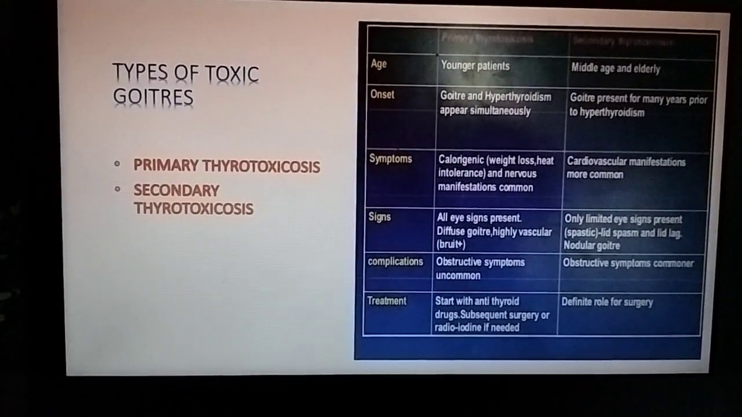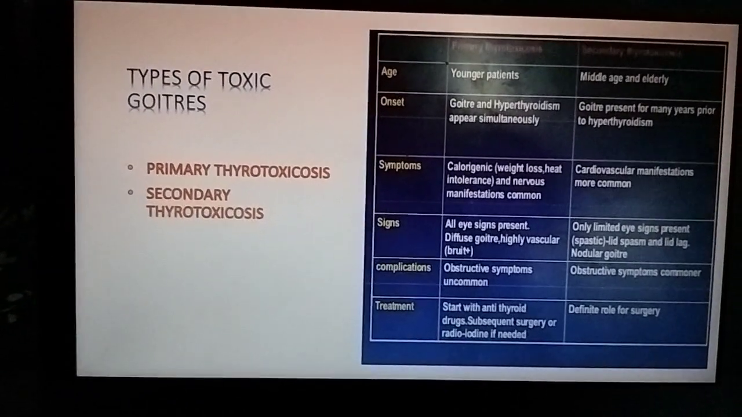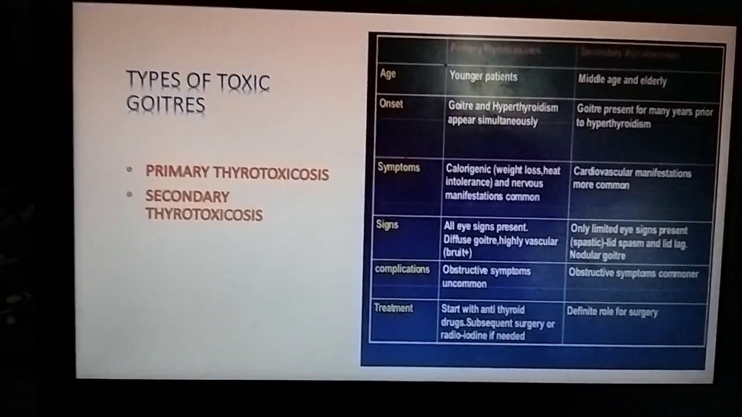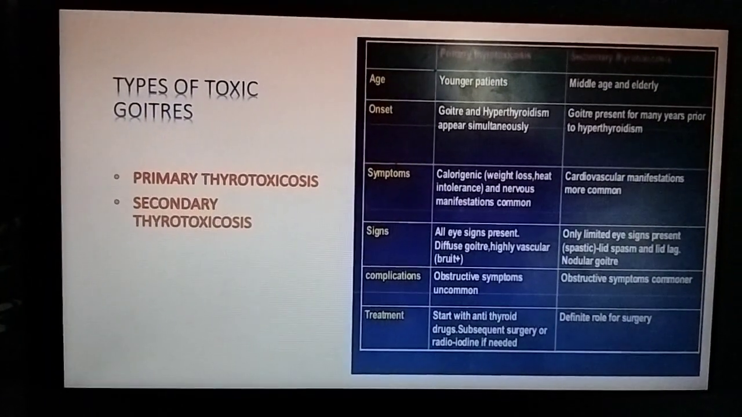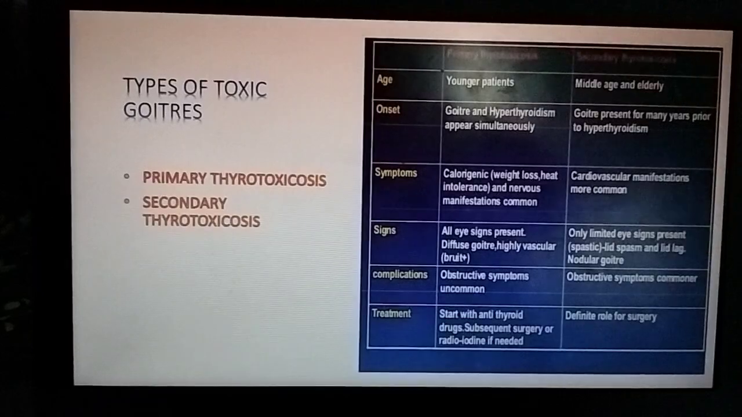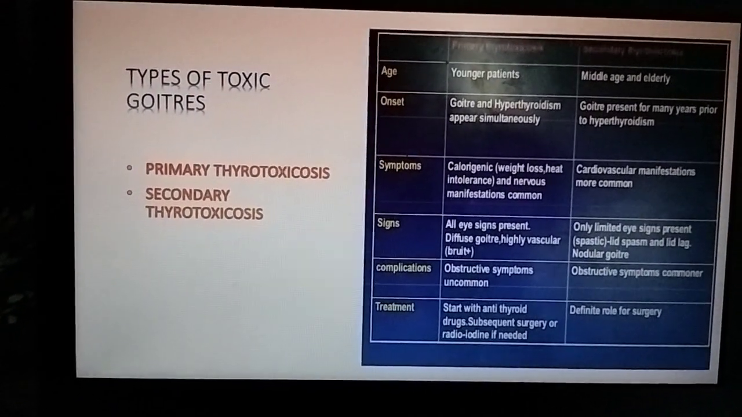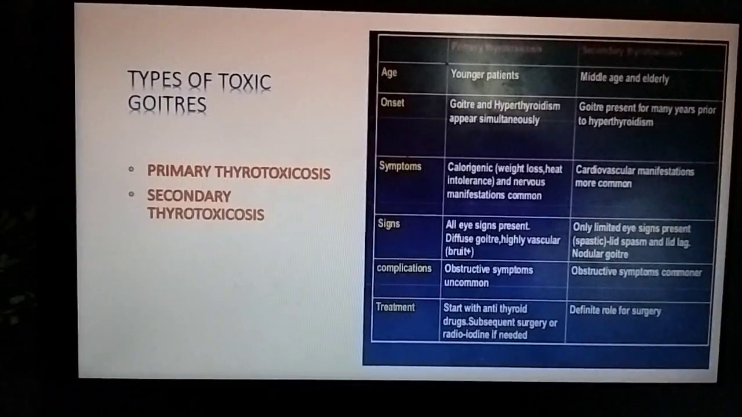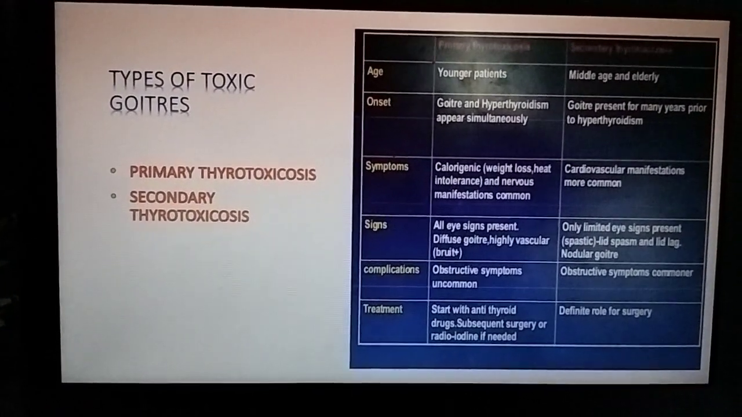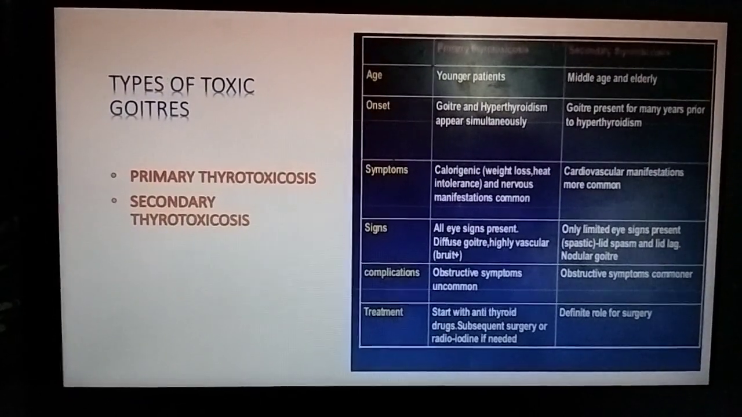And these goiters usually affect females more than males. The usual ratio is about 6:1, and the goiter is normal in size. And in case of secondary thyrotoxicosis, which is mainly due to increased secretion of thyroid stimulating hormone in the body, it is usually seen in middle-aged people, that is patients above 35 years of age.